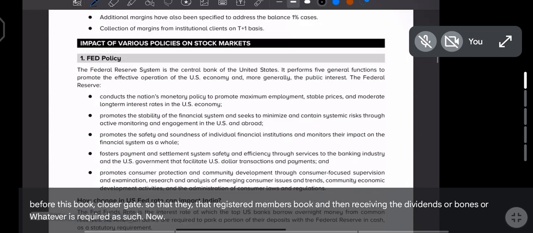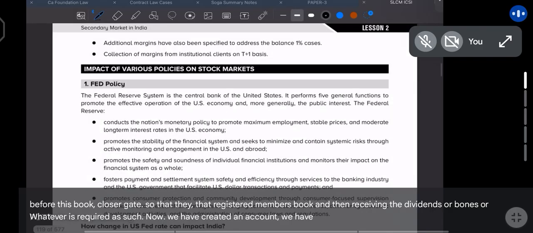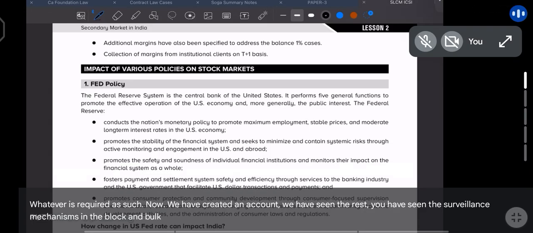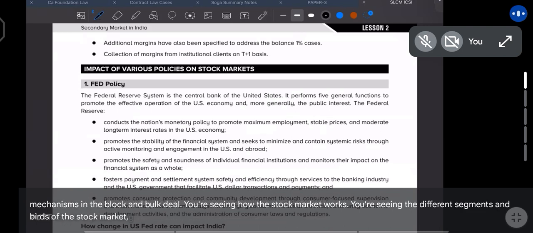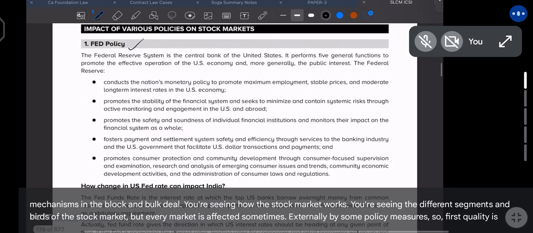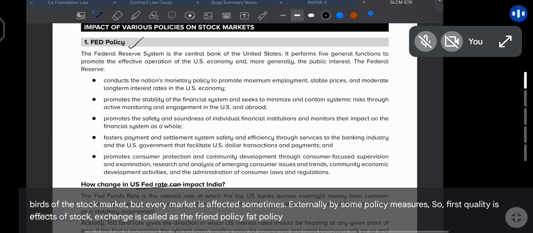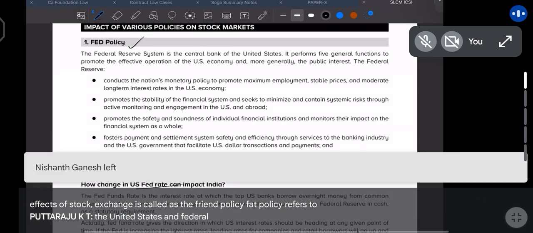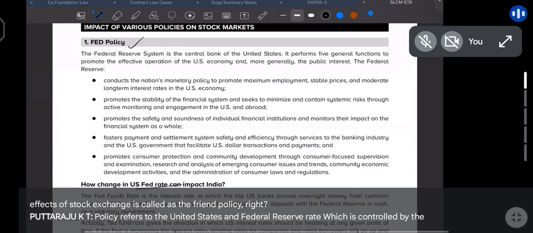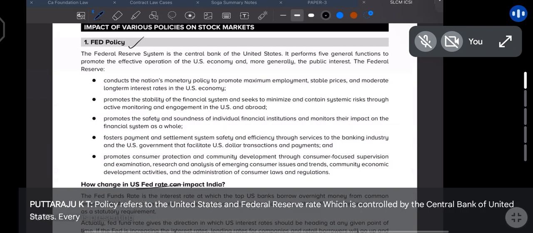Now, we have created an account, we have seen the risks, the surveillance mechanism, the block and bulk deals, how the stock market works, and the different segments and grades of the stock market. But every market is affected sometimes externally by some policy measures. The first policy which affects our stock exchange is called the Fed policy. Fed policy refers to the United States Federal Reserve rate, which is controlled by the Central Bank of the United States. Every country's central bank usually controls its supply of money, and the United States is no exception.